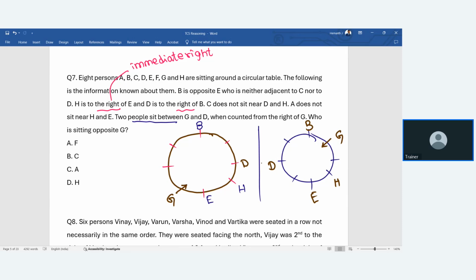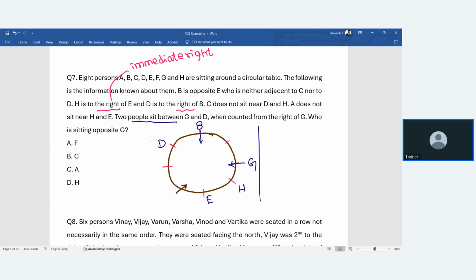D is to the right of B. Then I think the second arrangement also doesn't work. D is to the right of B. Right of B means we have to consider immediate right. And two people between G and D, counting from G clockwise. So G will be here obviously, right side. So almost done. Now we have the problem of who is to be fixed.